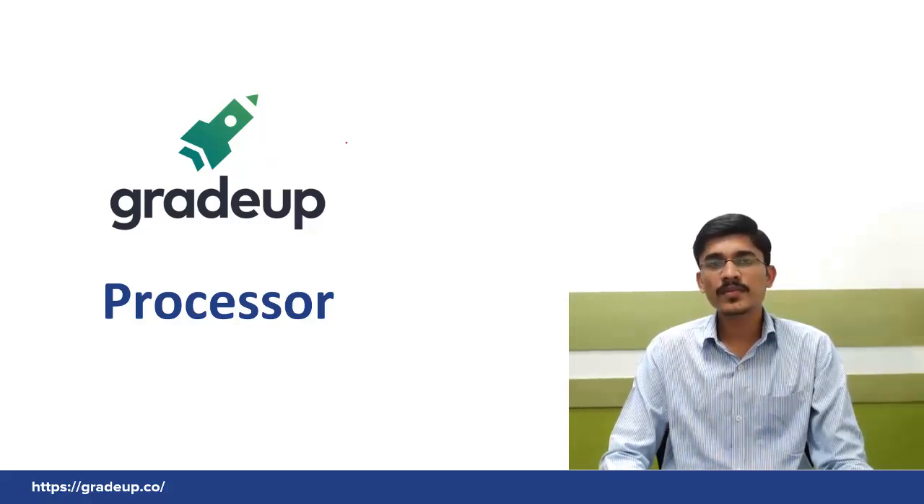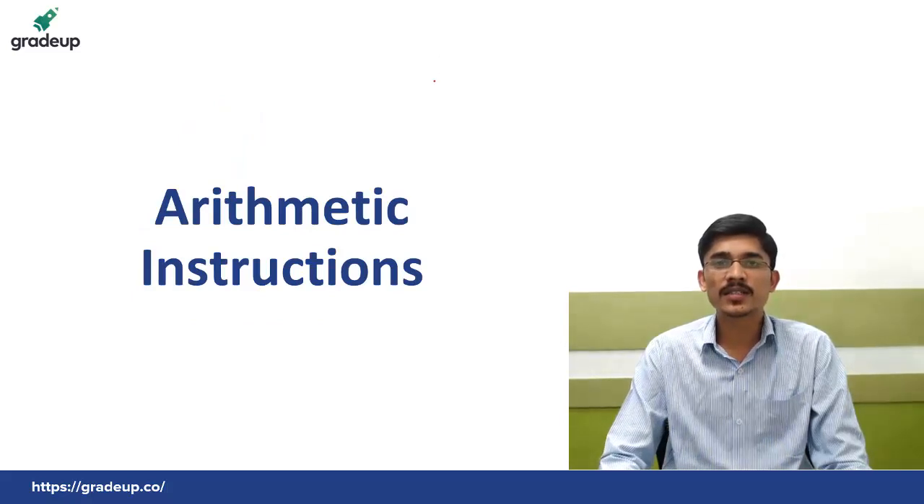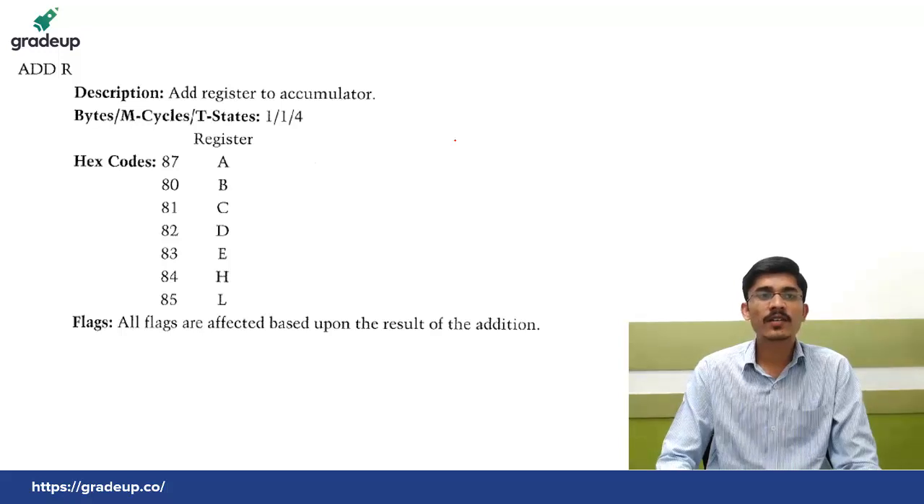That will be the basic instructions in the microprocessor. In today's lecture we will be continuing with the arithmetic instructions. As everyone knows, the basic arithmetic operations are addition, subtraction, multiplication, division. In today's lecture we are going to see which arithmetic operations are possible in the microprocessor and how they are performed inside the microprocessor. So let's begin. Our first instruction is ADD R.